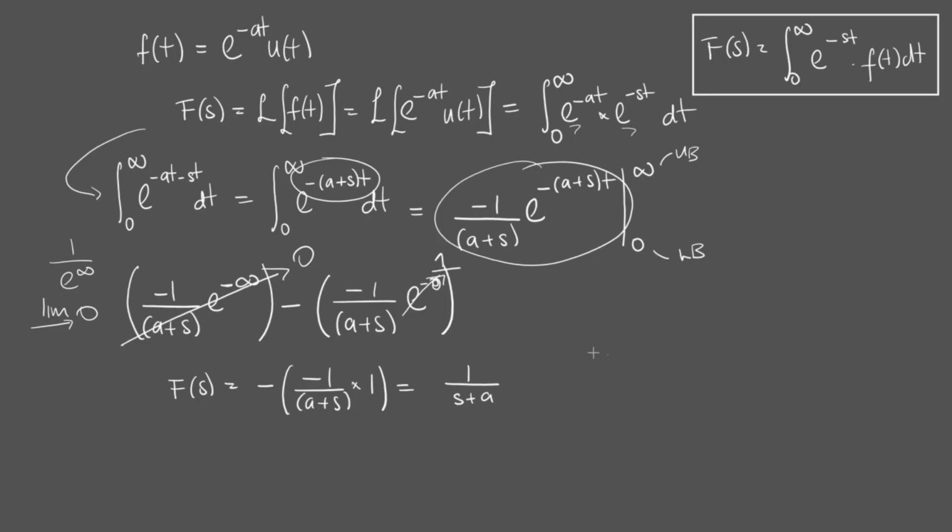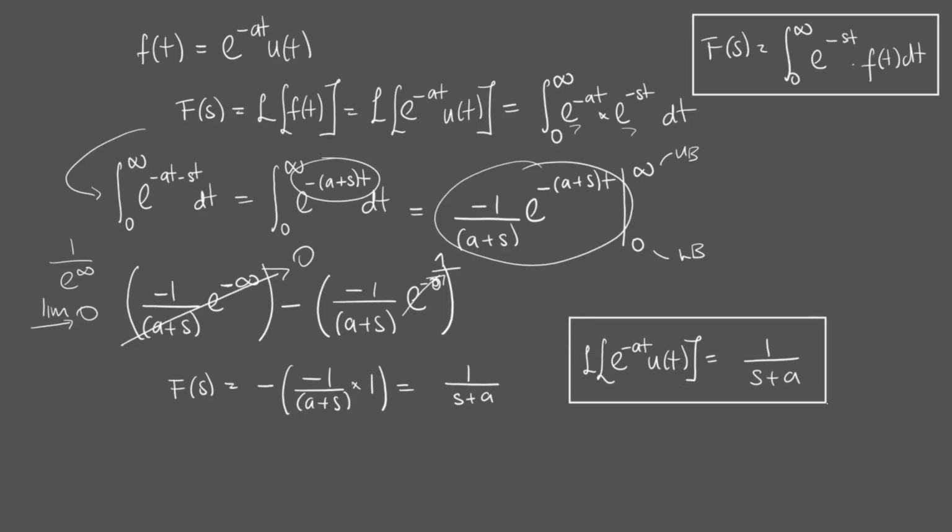We've done it. We've done the Laplace transform. So the Laplace transform of e to the negative at u of t is going to be simply 1 over s plus a. And that is all there is to it. As simple as that. You take the integral multiplied by e to the negative st, and you evaluate it from 0 to infinity. And we've been able to do that.